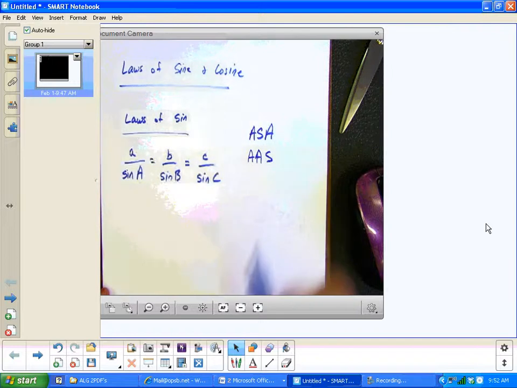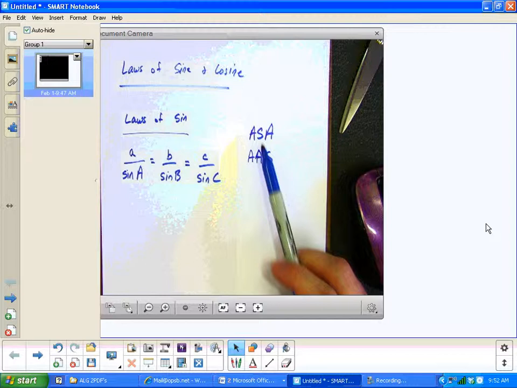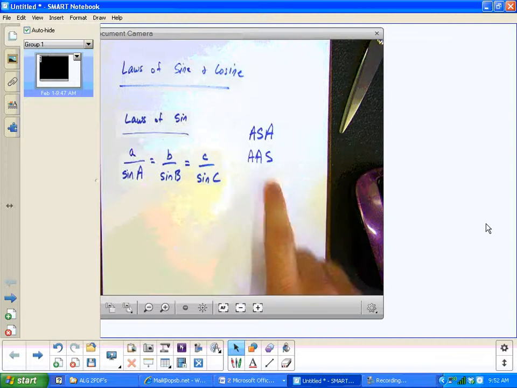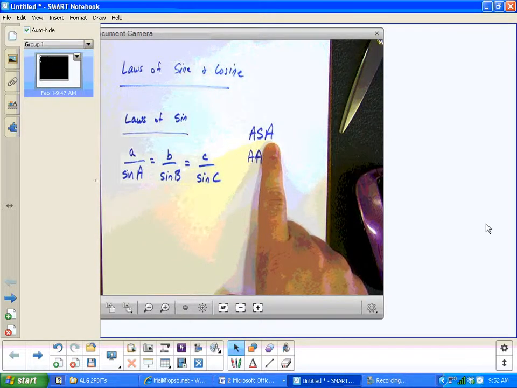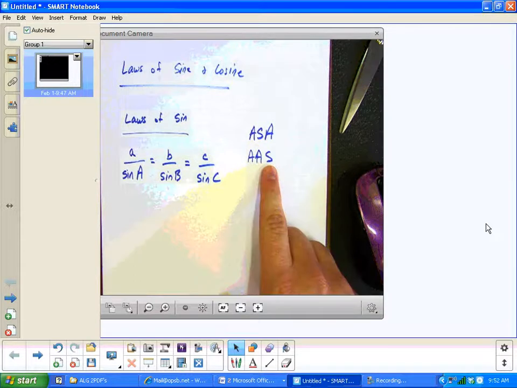Okay, now in both cases, you're given two angles and a side, but what's the difference there? Do you remember that from geometry when you were talking about congruent triangles? Where's the side at? And, right, it's in between the two angles. So you called it the included side. And then this side would not be in between.